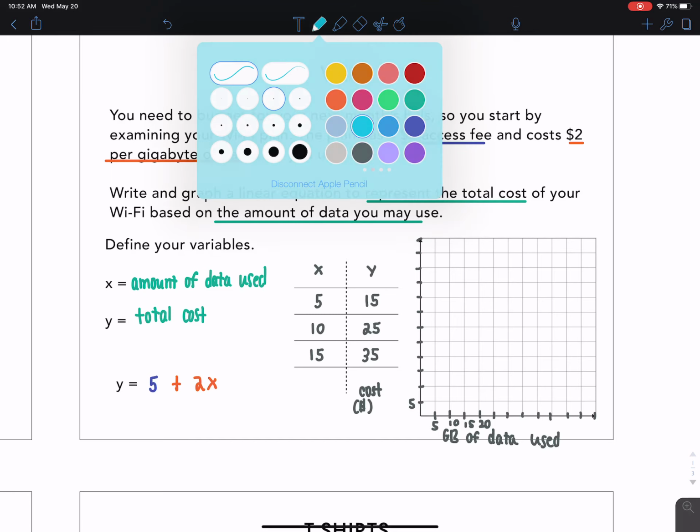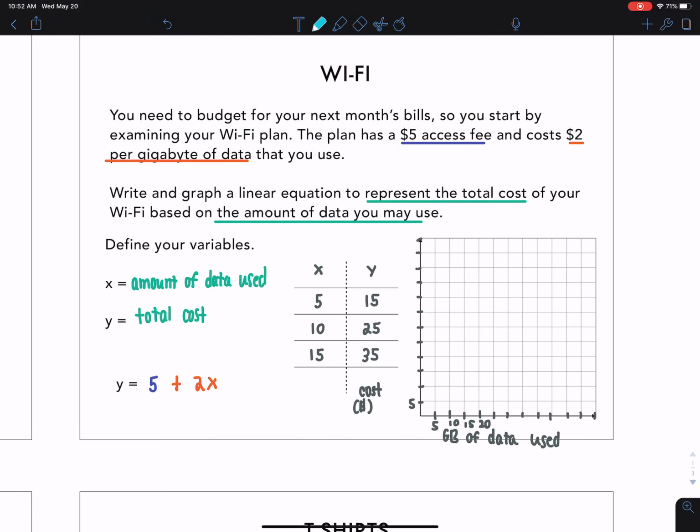And then we can plot our points, and we have our graph. So 5 is at 15. 10 would be at 25. And 15 would be at 35. So our line is going to look like this.